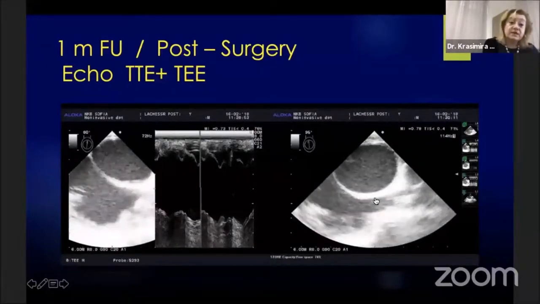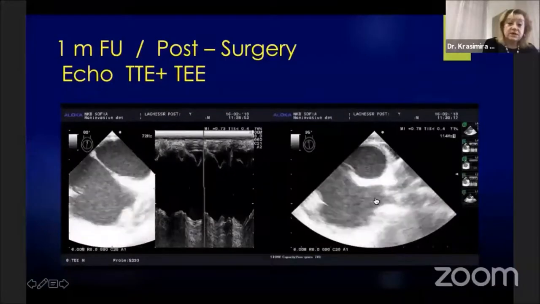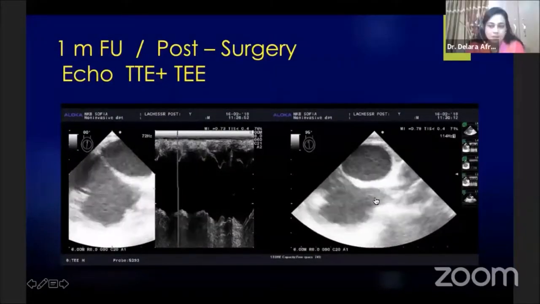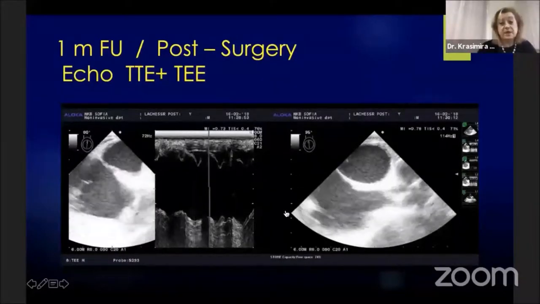the pacemaker and electrodes, this is the post-surgery transthoracic and transesophageal echo.